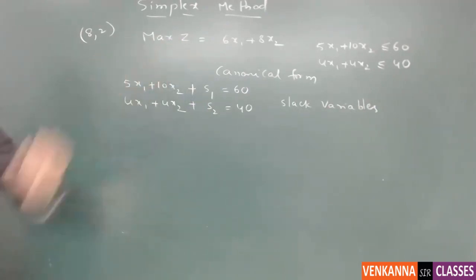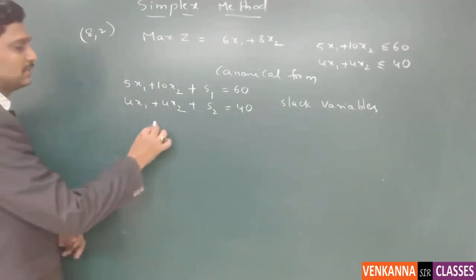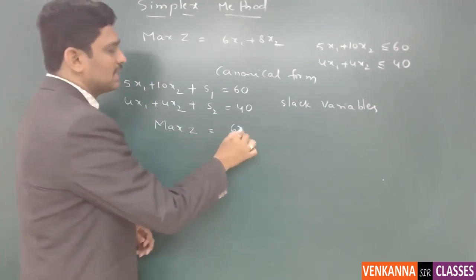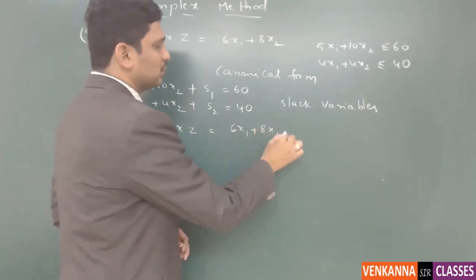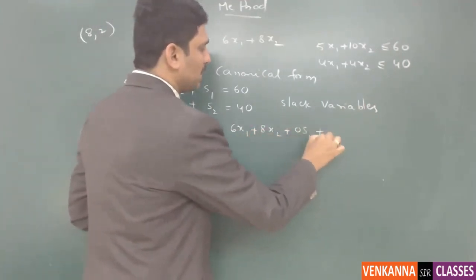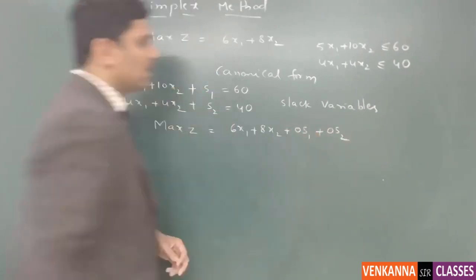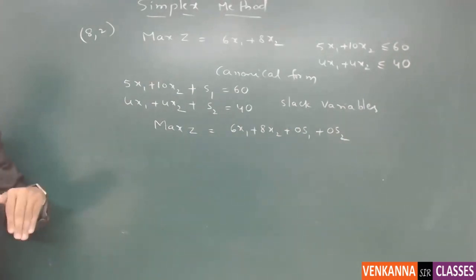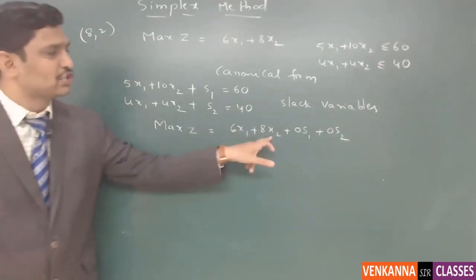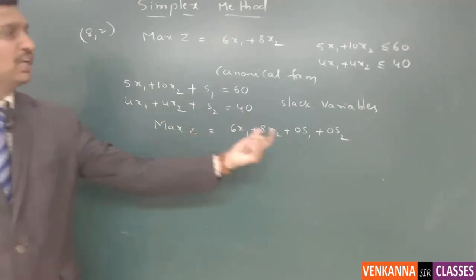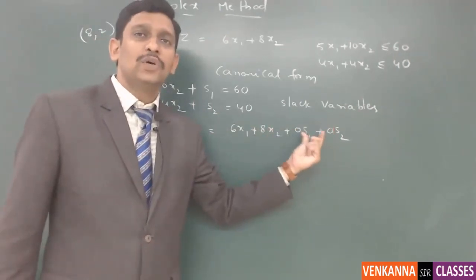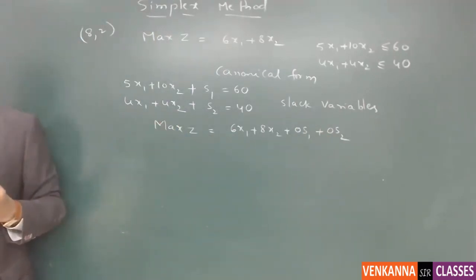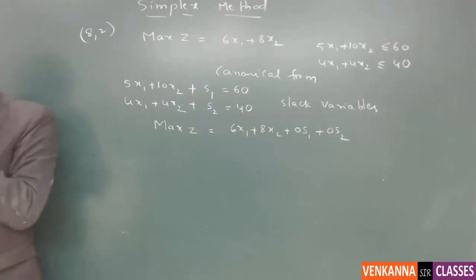So the objective function will be written as maximum z equals 6x1 plus 8x2 plus 0s1 plus 0s2. The reason I have taken the coefficients as 0 is that we are going to find the solution for x1 and x2, not for s1, s2. So it won't have any effect even though s1, s2 exist in the objective function. Clear? Any questions, please?